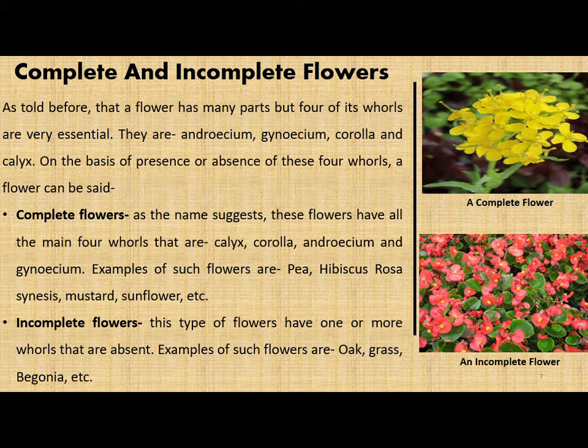Incomplete flowers. This type of flower has one or more whorls that are absent. Examples of such flowers are oak, grass, begonia, etc. As you can see, a complete flower looks like this, whereas an incomplete flower looks like this. They don't have much difference. The only difference is that incomplete flowers have some whorls absent and complete flowers have all the four whorls.